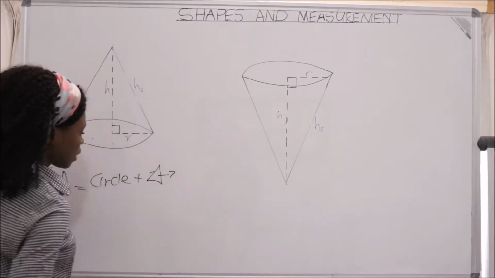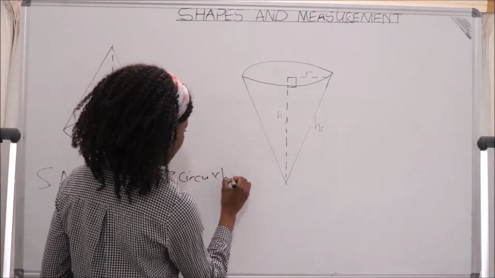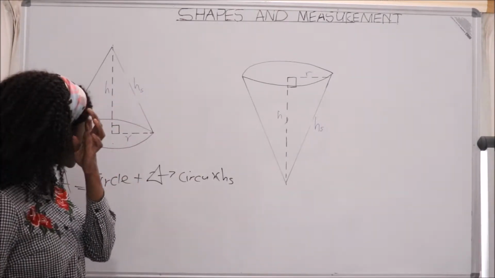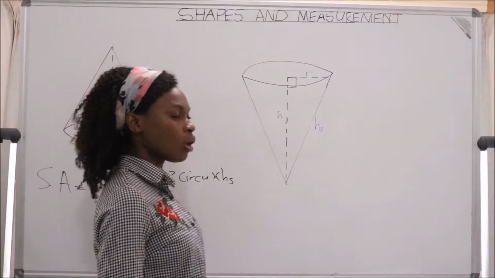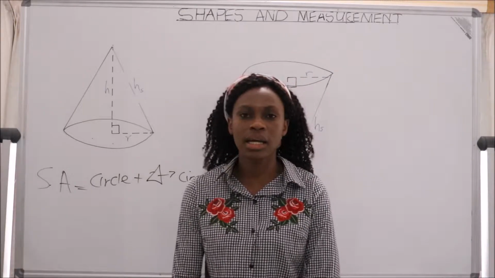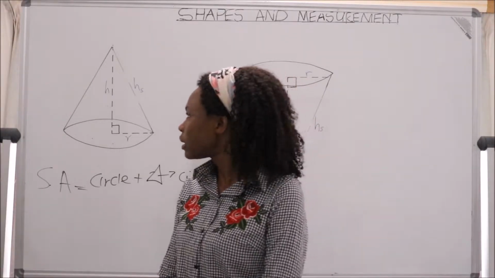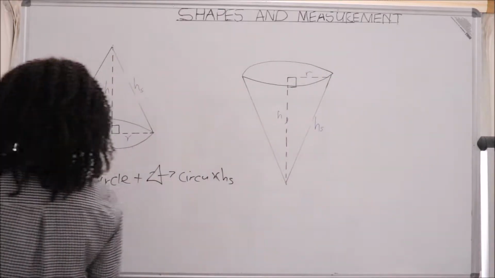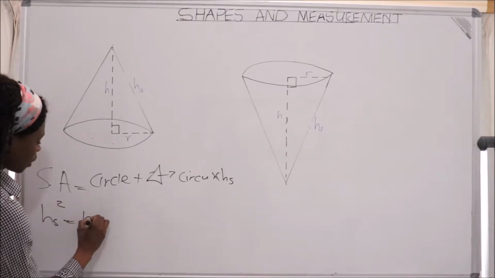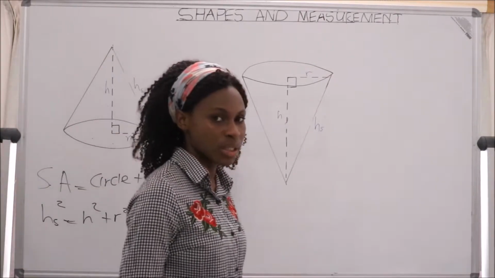The area of this shape is equal to the circumference of the circle multiplied by the slant height. In this case, we don't use the height, which is h here, we actually use the slant height, hs. To find the value of the slant height, we have to use the theorem of Pythagoras, which states that the hypotenuse squared is equal to the opposite squared plus the adjacent squared. Here hs is the hypotenuse, so hs squared equals h squared plus r squared. So we will be trying to find the value of hs, which is the slant height.